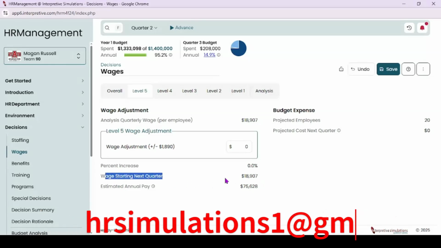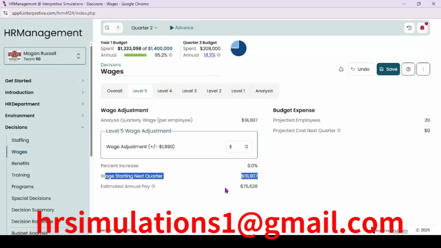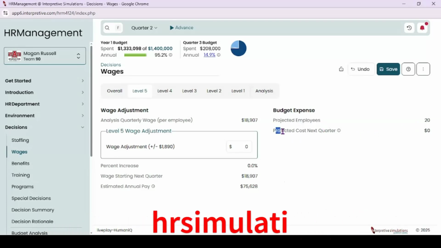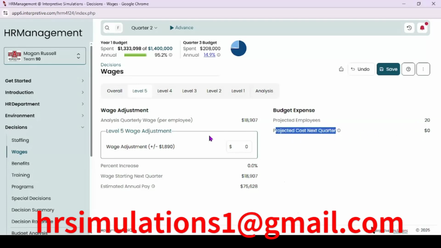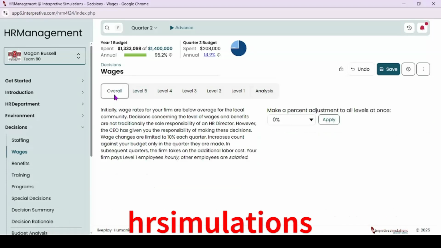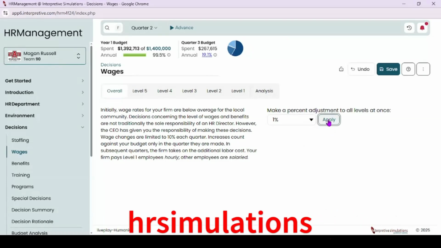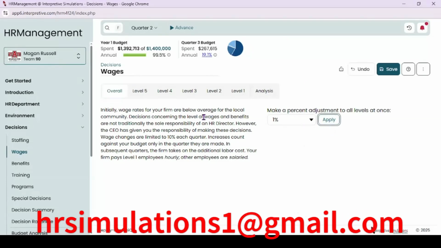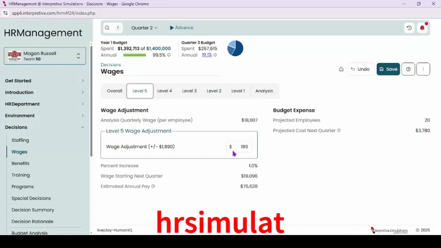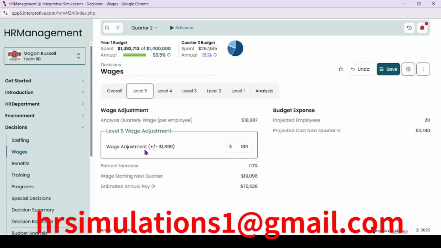Wage starting next quarter is 18,907, and our projected employees is 20. Projected cost next quarter is 0. So I'm just going to adjust it for the overall. Let me just apply, let's say, 1% only, and then I can go through it. That means the wage adjustment we have just adjusted by 189.